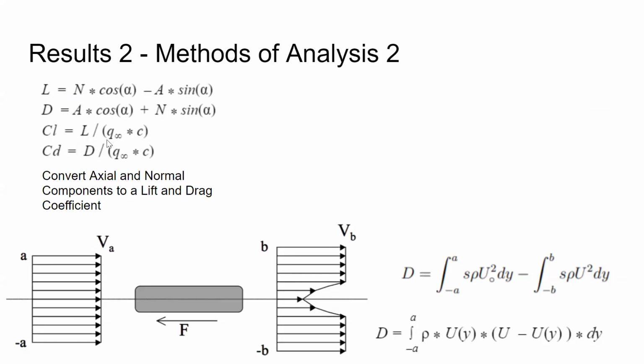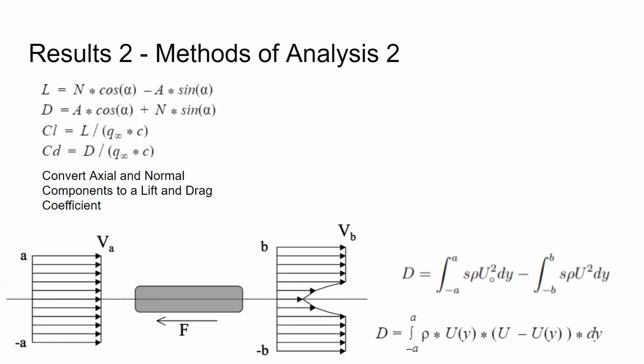These will be the 2D coefficients, which in a theoretically high aspect ratio wing, which we're assuming, will be the same as a 3D lift coefficient, and we'll be normalizing both the lift and the drag by the dynamic pressure, which is 1/2 density times velocity squared times the chord.